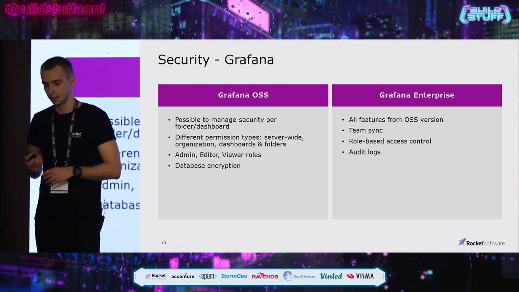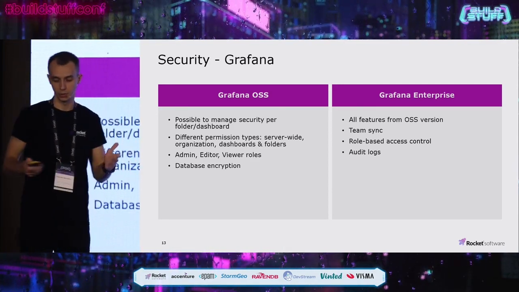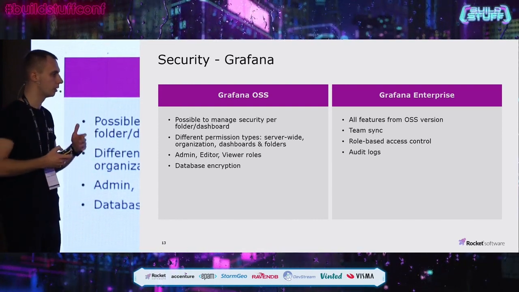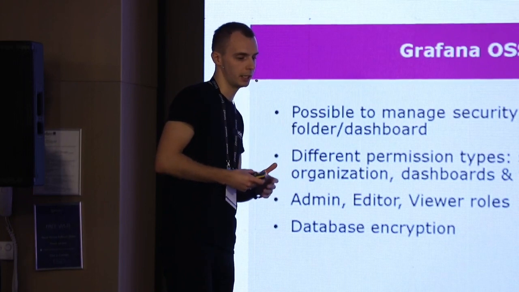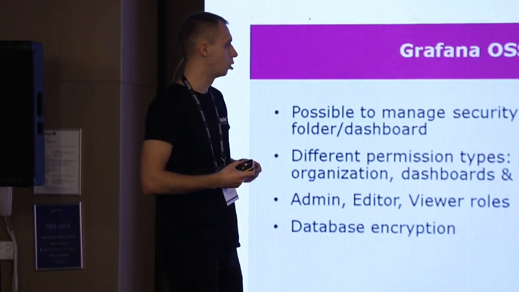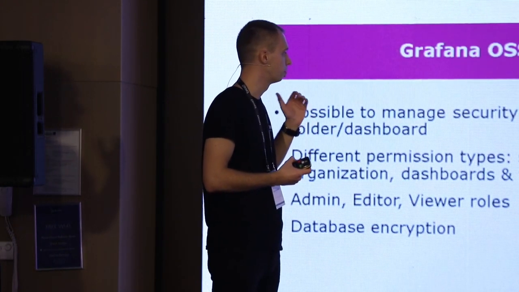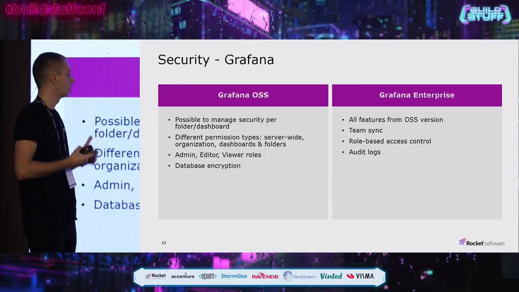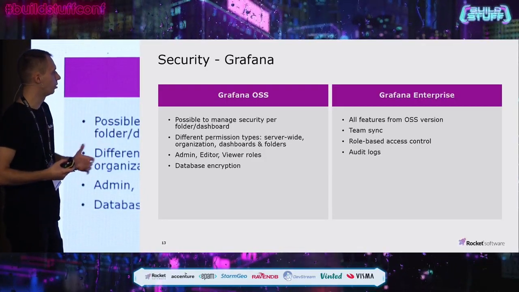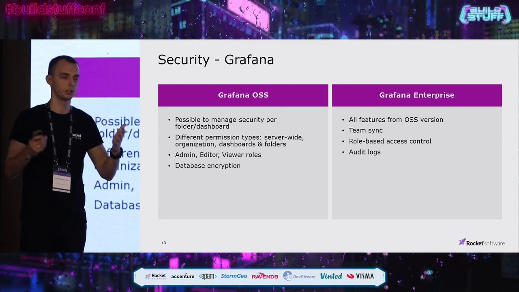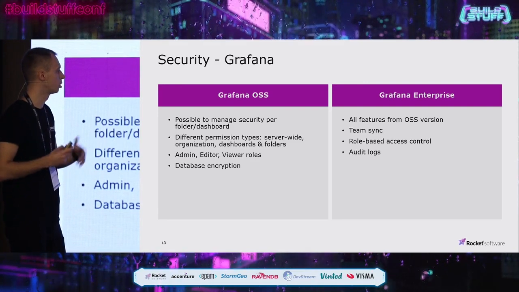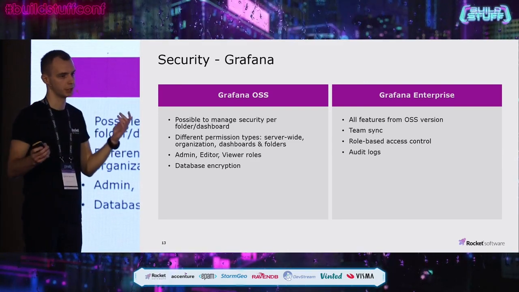Grafana Enterprise has all features from the open source version of Grafana, but on top of it, it has some advanced features like team sync, role-based access control, and audit logs. Team sync allows you to synchronize your authentication provider groups with your Grafana teams. And role-based access control is really powerful in Grafana. You can manage permissions for almost every Grafana resource for a specific user.